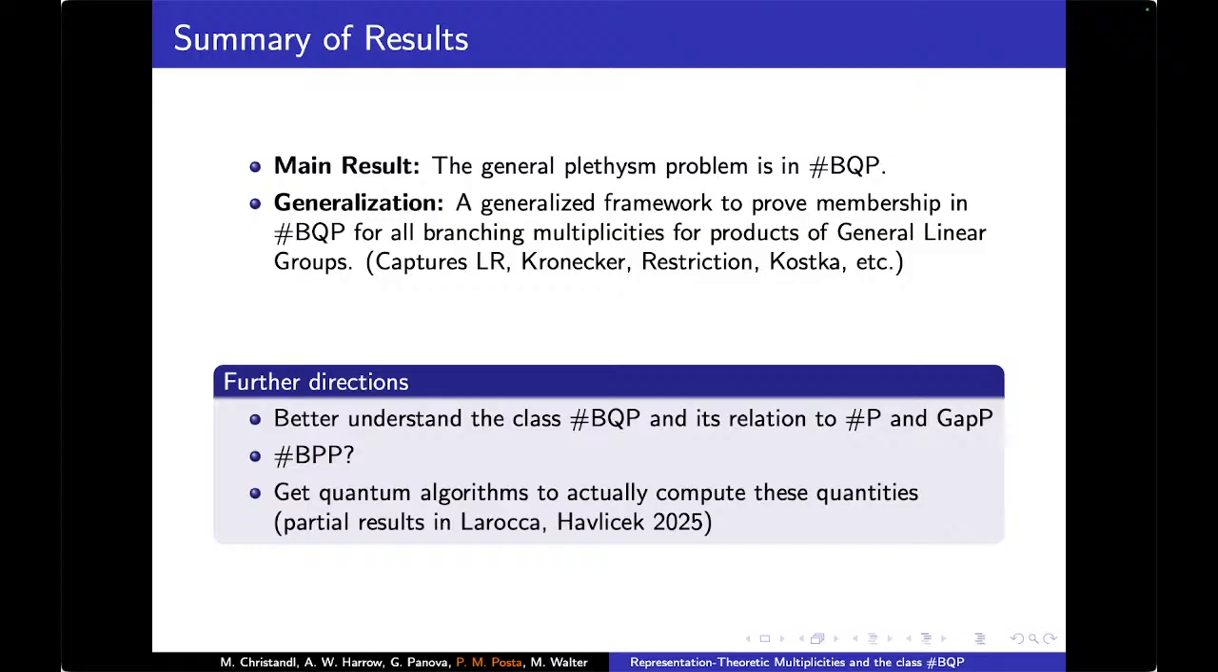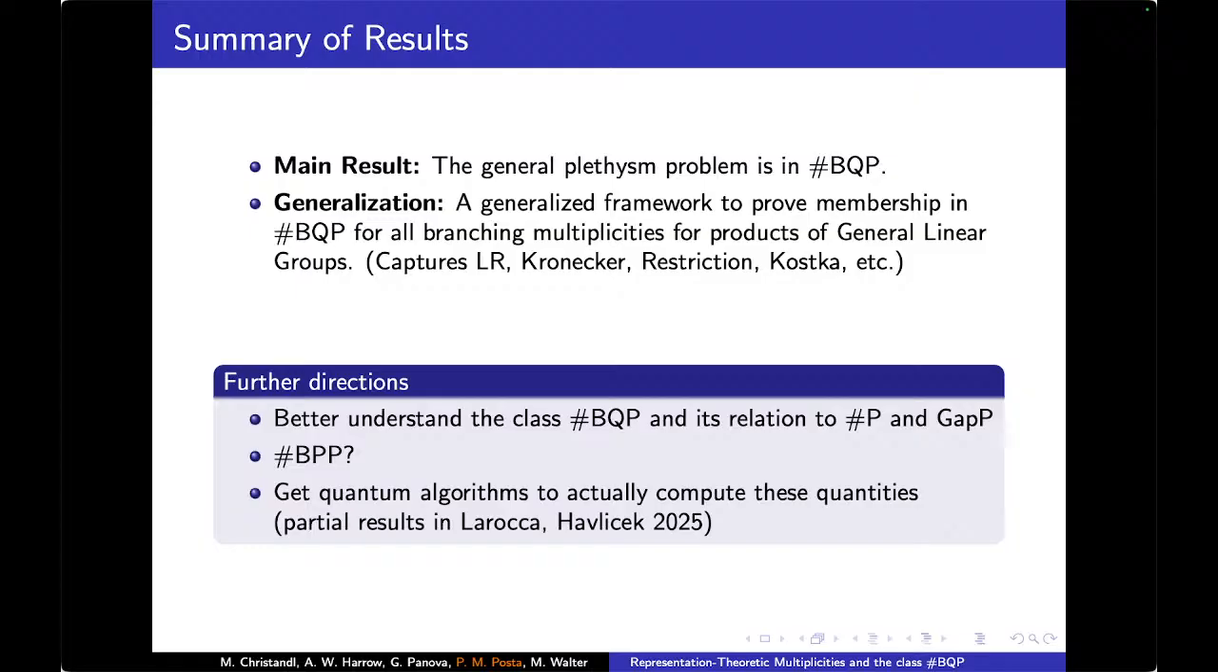And here are some future directions that could be interesting, and one of them is especially interesting to investigate the relation between SharpBQP and these two classes, Sharp-P and Gap-P, because it's not even known whether SharpBQP is in Gap-P, which is somewhat surprising. And then SharpBQP is sort of a two-step generalization of Sharp-P. The intermediate step would be SharpBPP, and this is also kind of an interesting question, whether you can put these sort of coefficients in there.